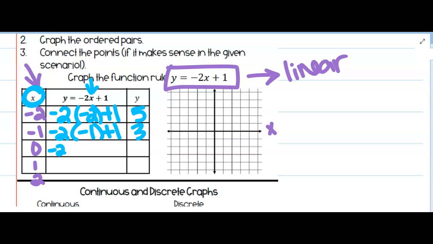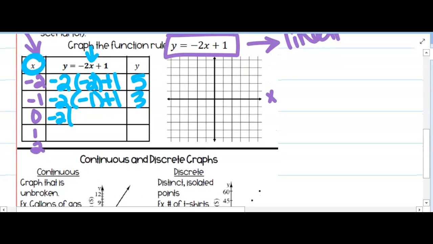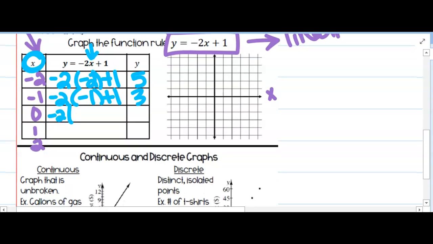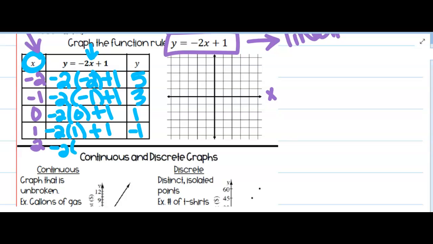And we'll plug in 0: -2 times 0 plus 1. -2 times 0 is 0. 0 plus 1 is 1. And then we'll plug in 1: -2 times 1 plus 1. -2 times 1 is -2. -2 plus 1 is -1. And finally, we'll plug in 2: -2 times 2 plus 1. -2 times 2 is -4. -4 plus 1 is -3.